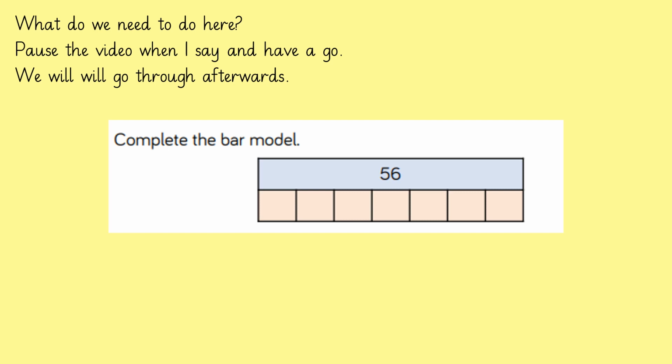Okay, so what did you get? I worked out that there are 8 dots in each box. Okay, so that means that 8 times 7 is 56. Did you get the same?